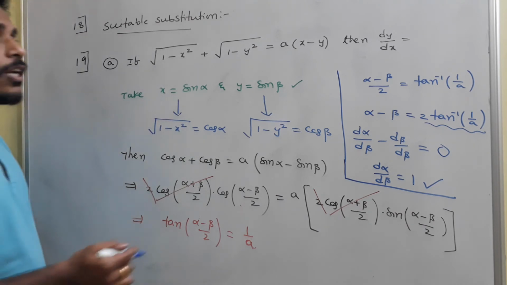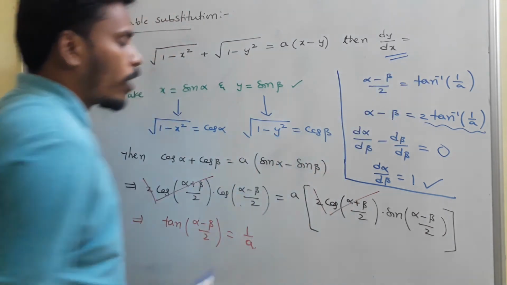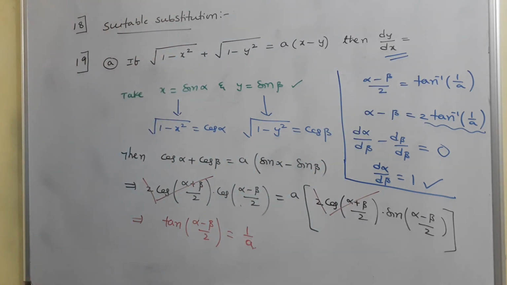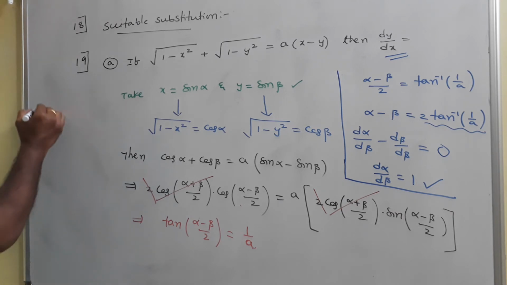But our target is to find dy by dx. Now because of the space, I will use this part now. You just look here, our target is to find dy by dx. So what is dy by d beta?